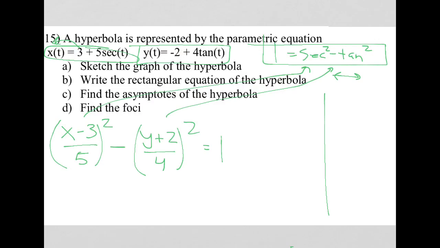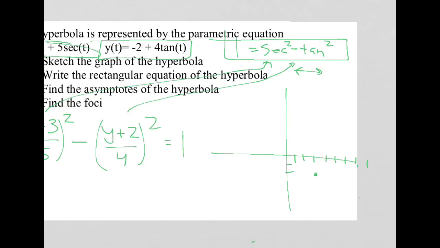Let's sketch this graph real quick. My center is going to be at 3, negative 2, right there. The 5 underneath the x is telling me, hey, let's go 1, 2, 3, 4, 5, right there. There's a point. Let's go 1, 2, 3, 4, 5. There's another point. The 4 underneath the y is telling me, hey, let's go up 1, 2, 3, 4 from the center, and down 1, 2, 3, 4 from the center.